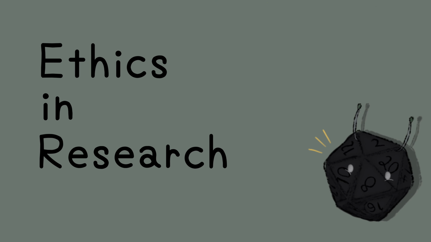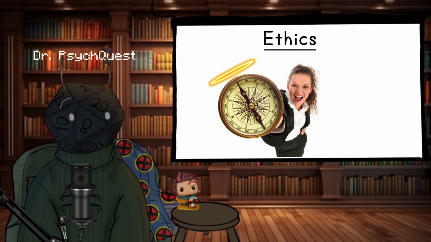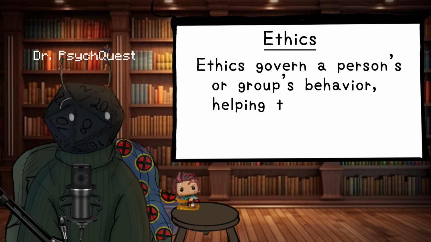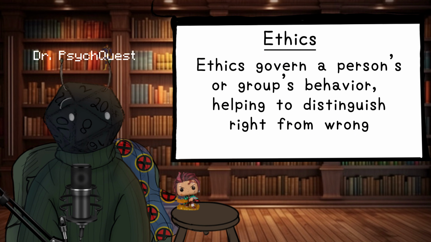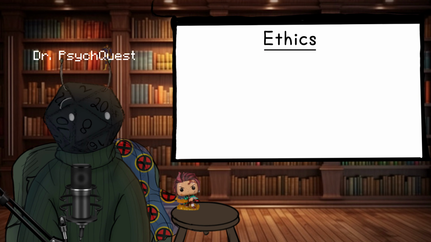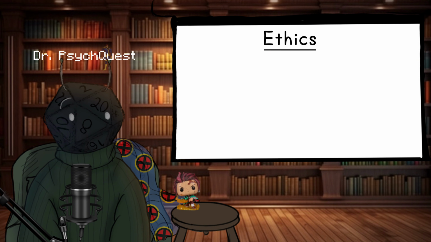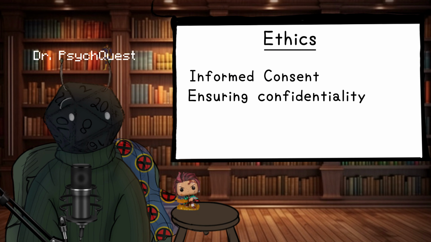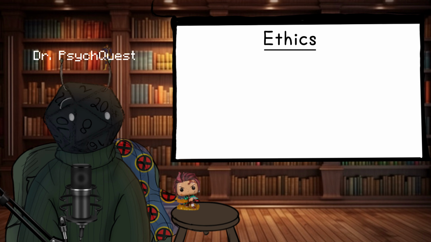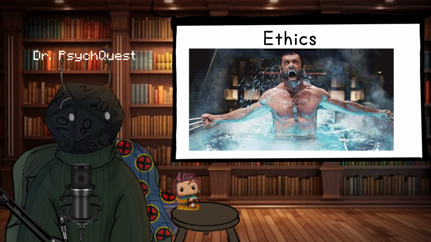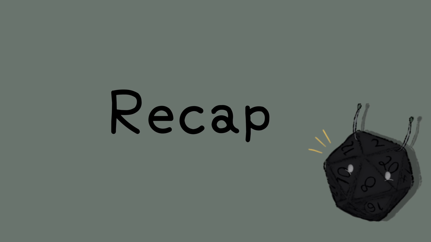Lastly, ethics and research. Ethics are kind of like moral principles or guidelines, you could say. They govern a person's or group's behavior, helping them to distinguish right from wrong. In psychology, ethics refers to the rules and standards researchers must follow to ensure the dignity, rights, and well-being of their participants are well respected. This includes obtaining informed consent, ensuring confidentiality, and avoiding harm. Ethics in research help protect participants from exploitation and ensure that studies are conducted in a responsible and trustworthy manner, not like Mr. Stryker and Wolverine.